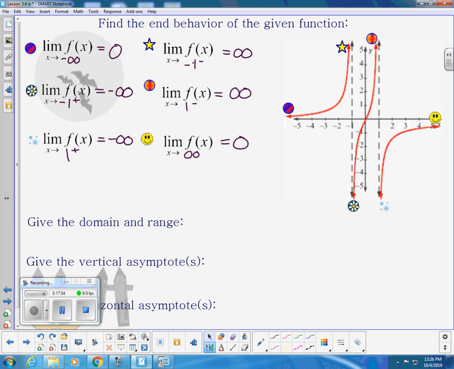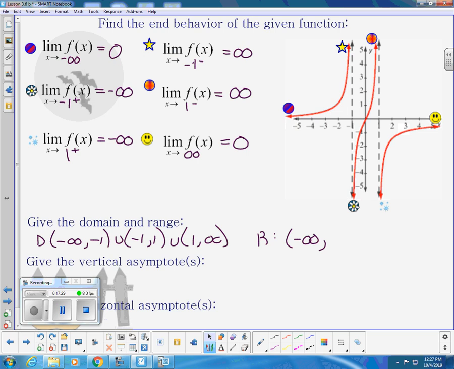All right, what's our domain? Negative infinity to negative 1, jump. Negative 1 to 1, jump. 1 to infinity. Very good. What is our range? Lowest it goes is?